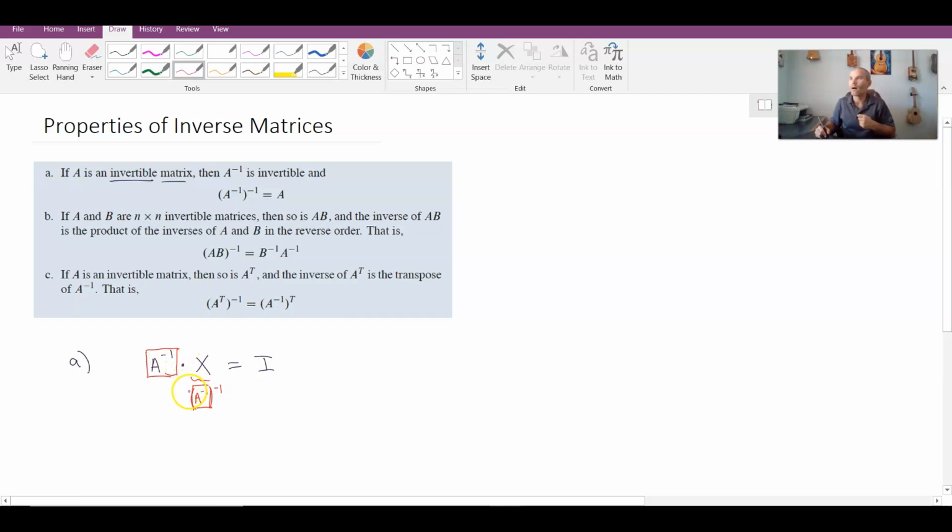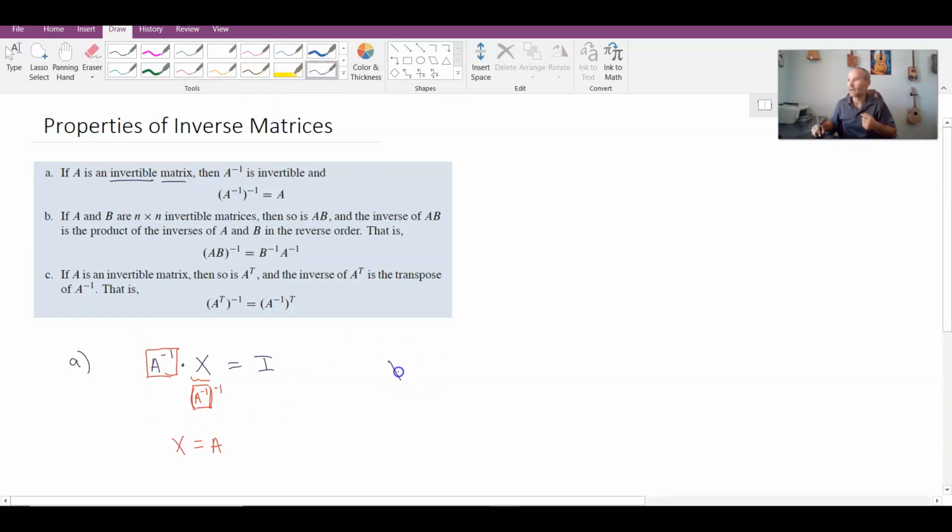Okay, well, if it does, then it would have to be the case that the only matrix that I know of that when I multiply it by A inverse I'm going to get I is, in this case, A. I would have to be able to conclude that X is equal to A. Okay, so that means that the inverse of A inverse would be A.